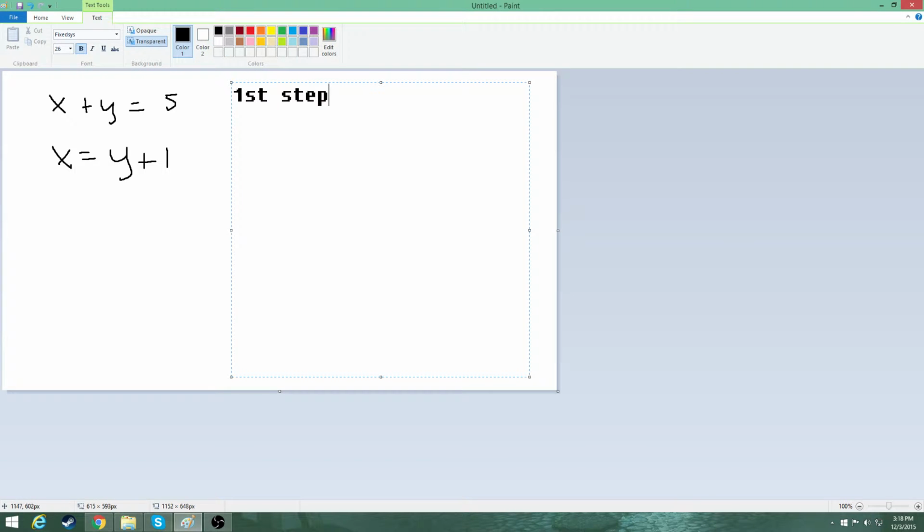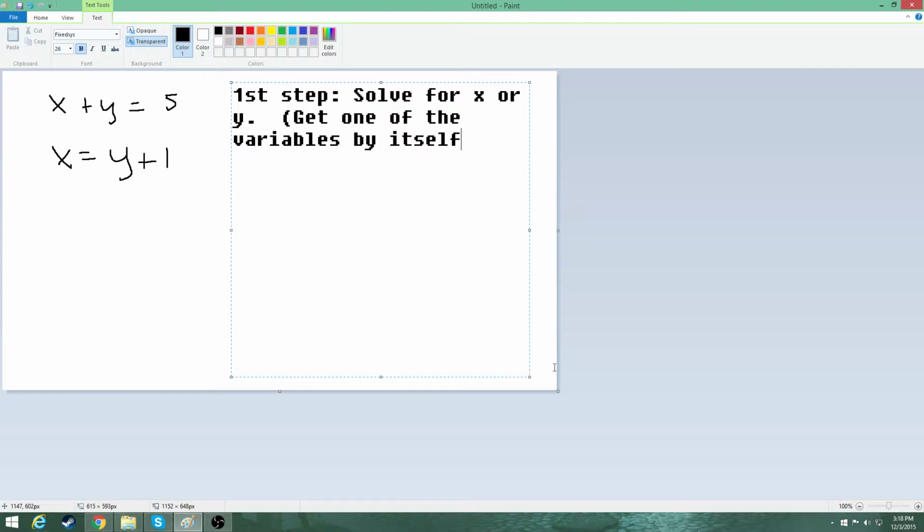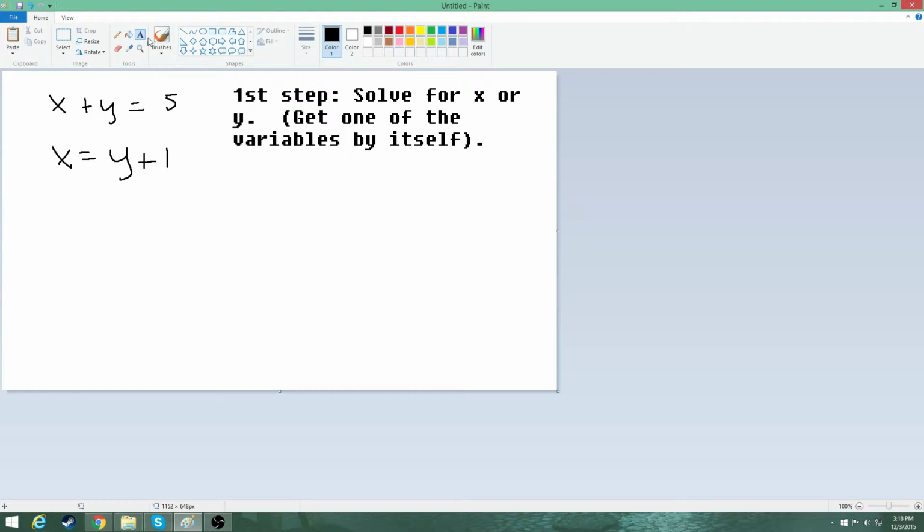First step is you want to solve for x or y. Or in other terms, you want to get one of the variables by itself. So you're going to solve for x or you're going to solve for y. In this case, it's already solved for x for you, which is really nice. So here's what you do. We're going to take this first equation and rewrite it right here. So we got x plus y equals 5.